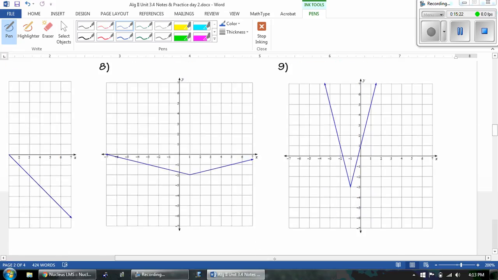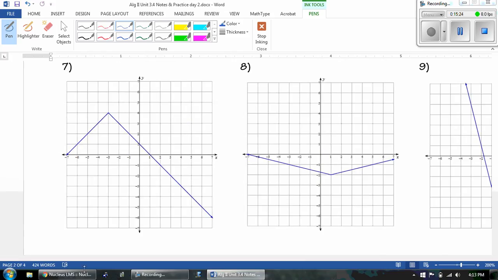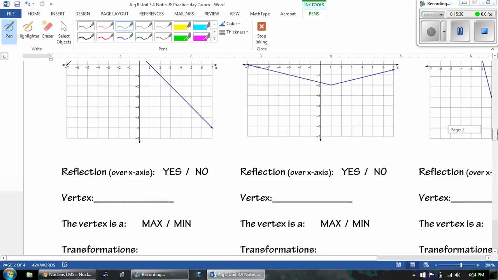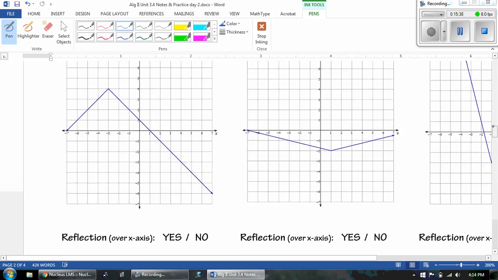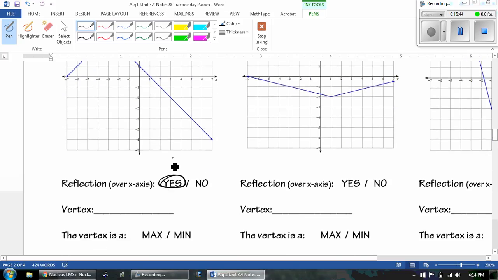Okay, so now let's do all of that from a graph. I know, this might be a little bit harder. So let's take a look at our first question. Is there a reflection? Well, yeah, it's upside down. It's opening down, okay, because that's what we would say. And if it's like that, we know that the vertex is a max.